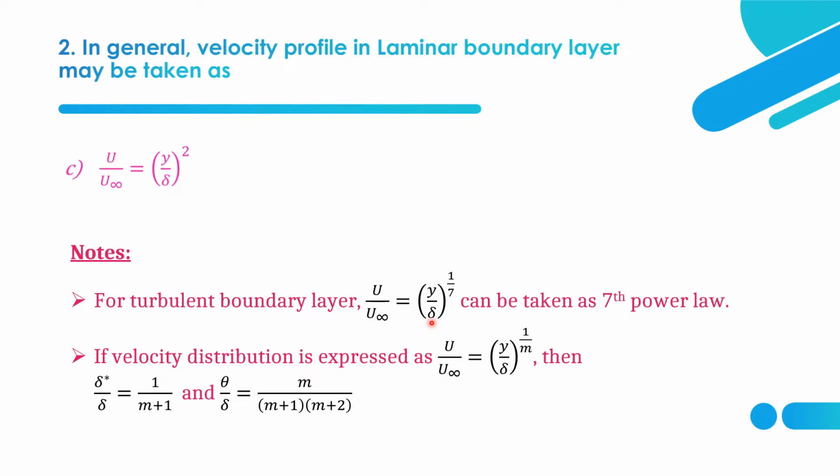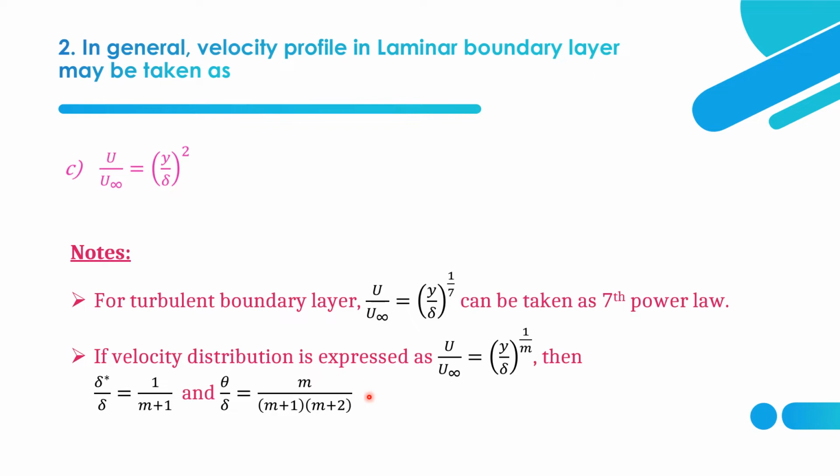It is a general formula. Not always it will be like that. It can be like this, but not always. In general, we are saying for laminar boundary layer, u by u infinity equal to y by del square. In case of turbulent, it will be seventh power law. And if u by u infinity is given as y by del power 1 by m, then del star by del, what is del star? Displacement thickness divided by del equal to 1 by 1 plus 1 by m plus 1, and momentum thickness by boundary layer thickness is equal to m by m plus 1 into m plus 2.